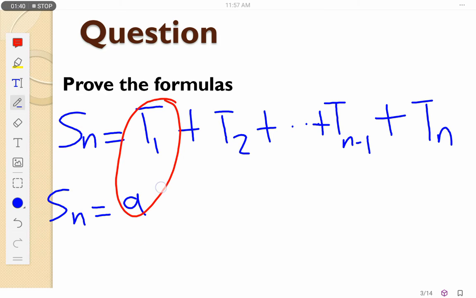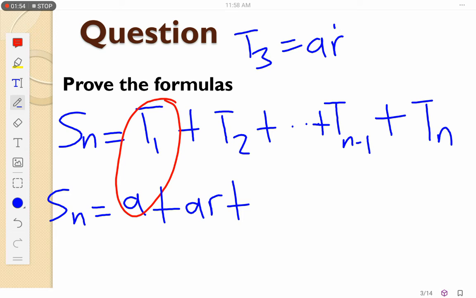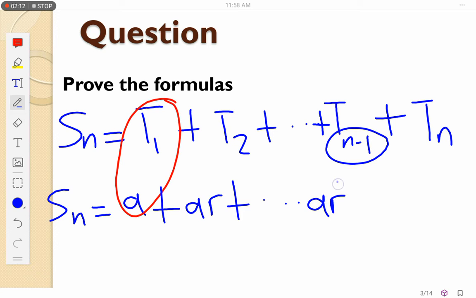And we can say plus the second term, which is simply a times r. Then the third term, T3, we would write as a r squared. Okay, like that. Then plus dot dot dot, we can write the second last term as a r to the power of n minus 2, then the last one, tn, we can write as a r to the power of n minus 1. So when this one is n minus 1, the previous one is n minus 2. Okay, like that.